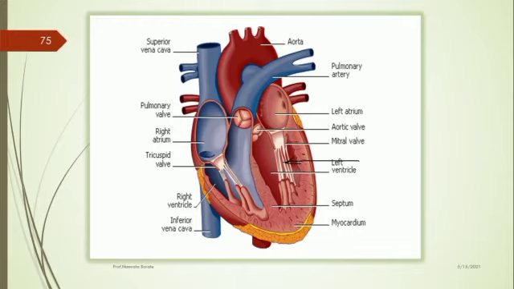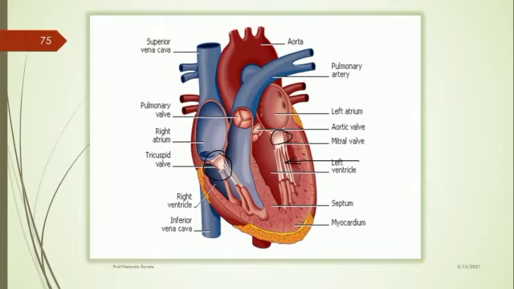What is the Chordae Tendineae? It is a special inelastic fibrous cord attached to the flaps of the tricuspid as well as the bicuspid valve. It prevents the valve from turning back into the atria during the ventricular systole. Its function is to regulate the opening and closing of the valve.